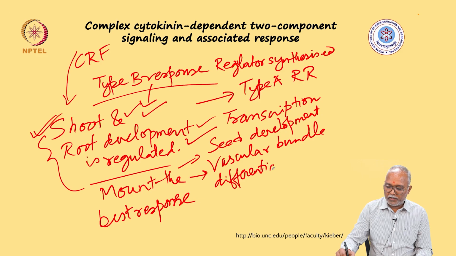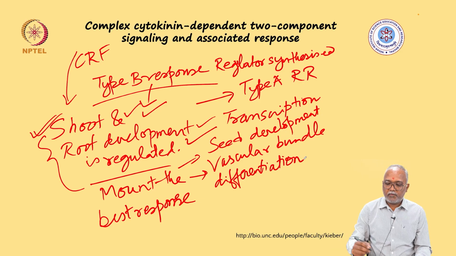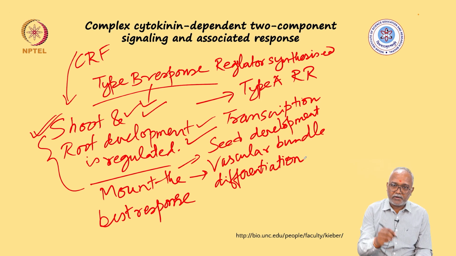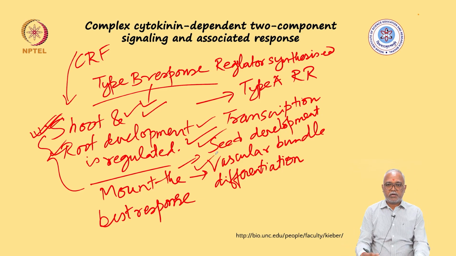These are known functions of cytokinin. What we are noticing is that by virtue of activation of the two component system, different pathways are set into motion which will ensure that different aspects of plant development, whether it is root, shoot, seed or vascular bundle differentiation, are all working together.